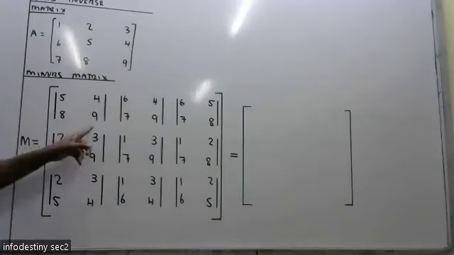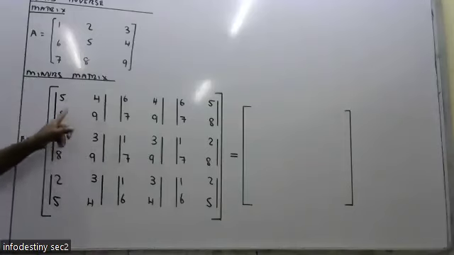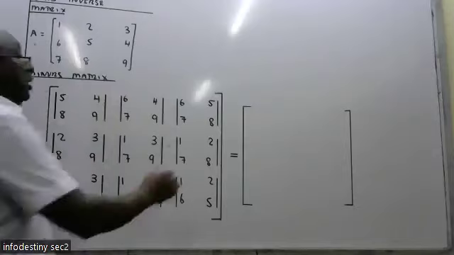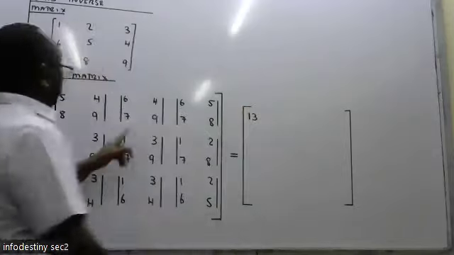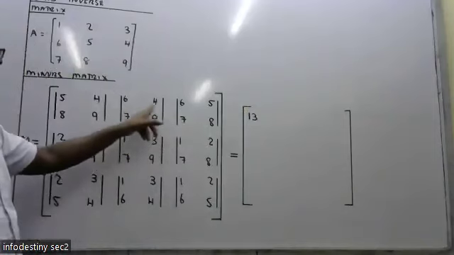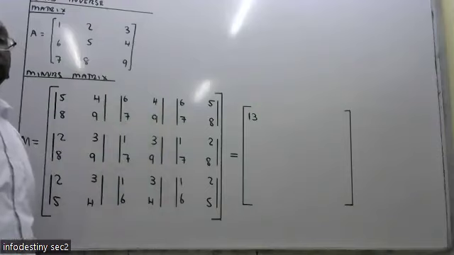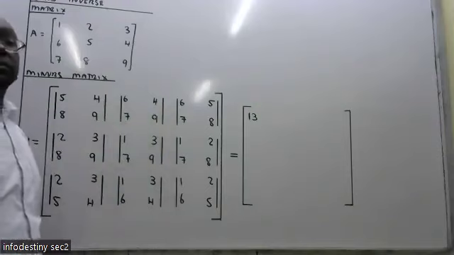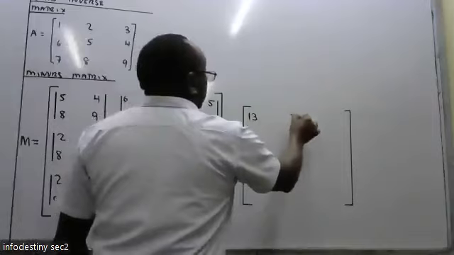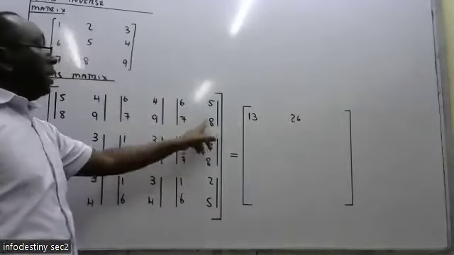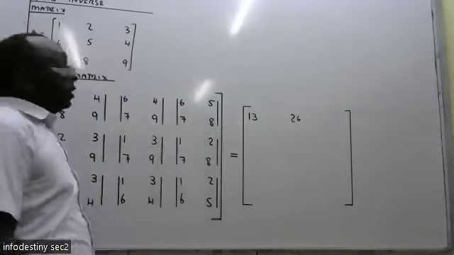Give me the determinants. So the determinant, ukiandika hivi, that's the determinant. So 5 times 9 minus 8 times 4. 13. Kuja kwa hii 6, 9 minus 4, 7. 26. This one and this one, 13.